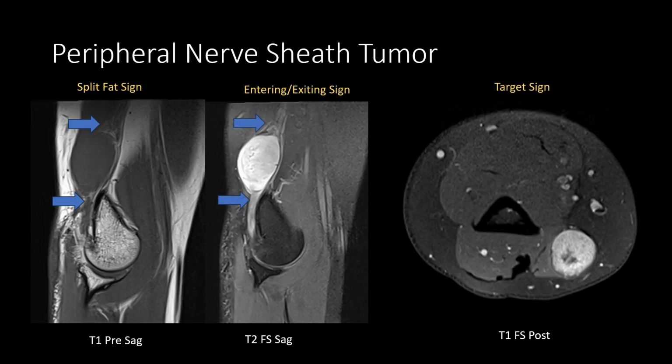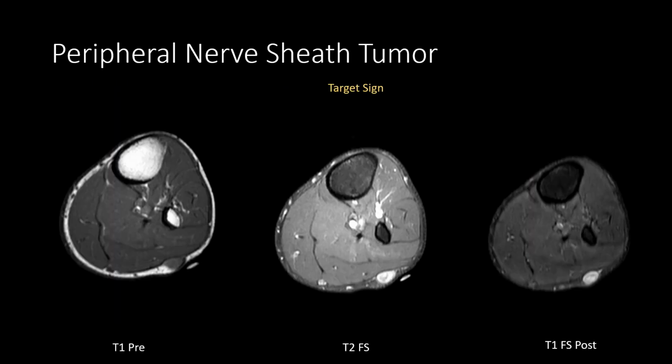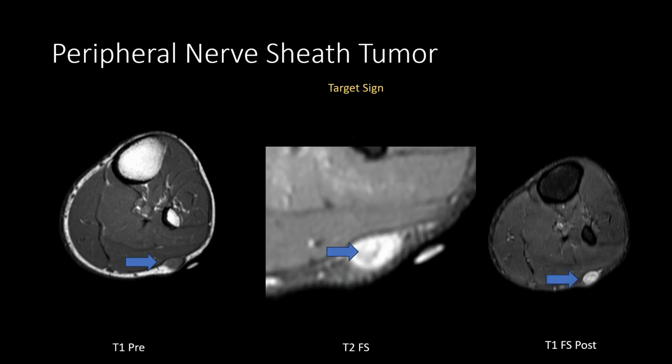The entering exiting sign is simply saying there's a nerve going in, there's a nerve going out. This is probably the most specific and sensitive sign. And then you have something called the target sign, which has to do with this highly cellular central component and a more myxoid peripheral component that gives you a target type configuration. Here's a smaller lesion. This was a peripheral nerve sheath tumor, but it shows you how subtle but present that target sign can be.